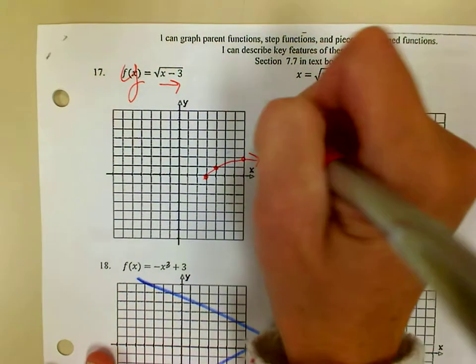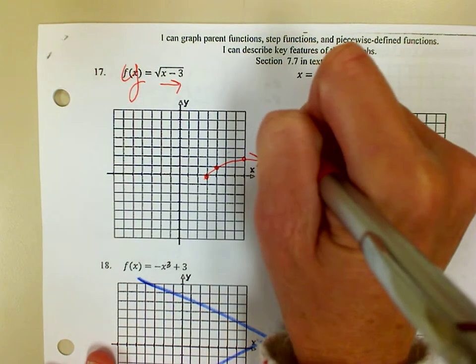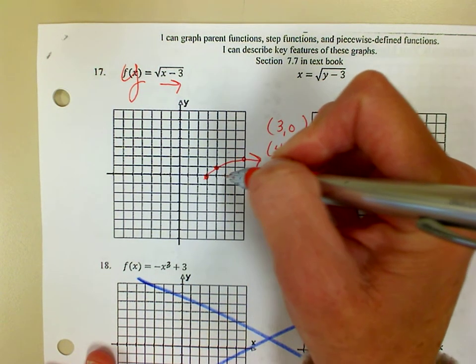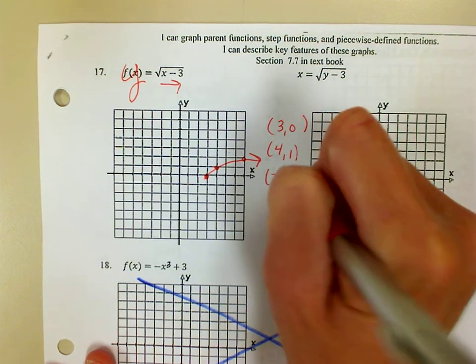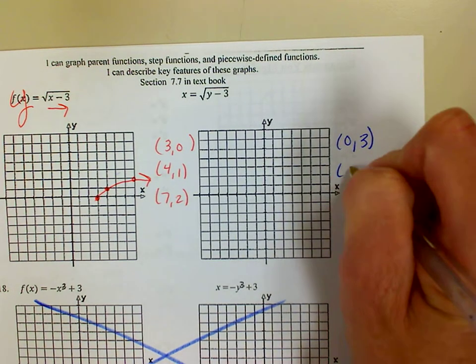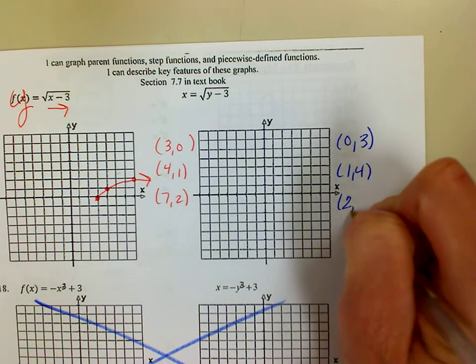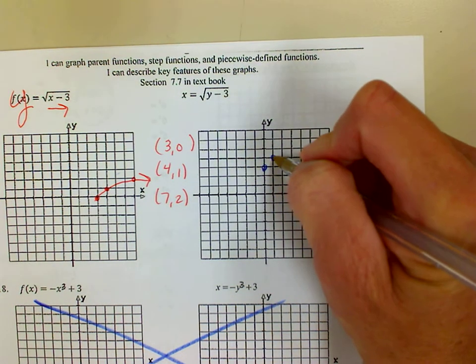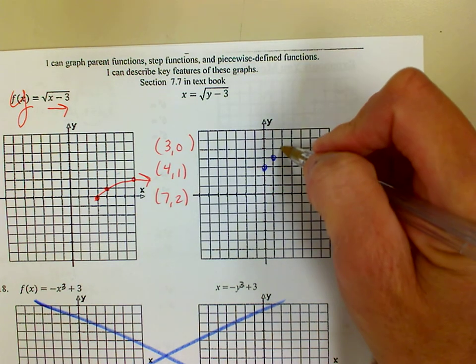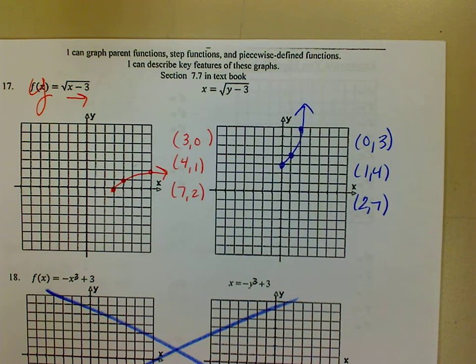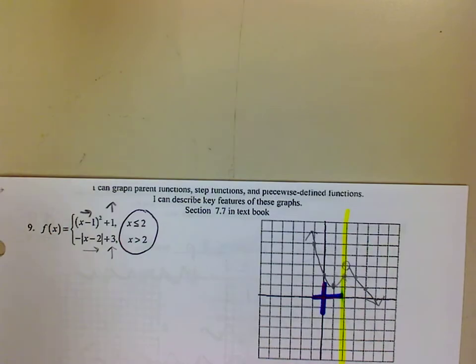So now I'm going to take those 3 ordered pairs, and I'm going to switch those around as well. Okay, so 0, 3, 1, 4, and 2, 7. So that's what the inverse is going to look like. So that is, again, for 9.